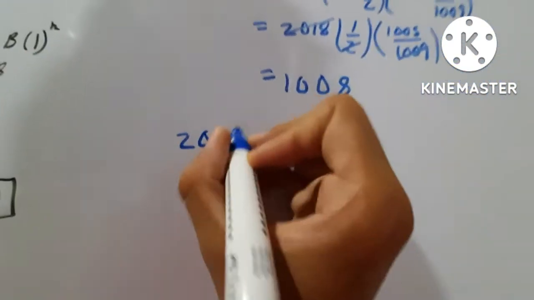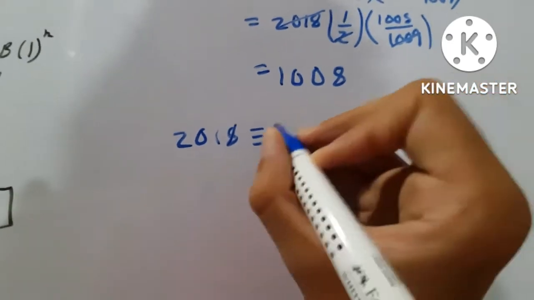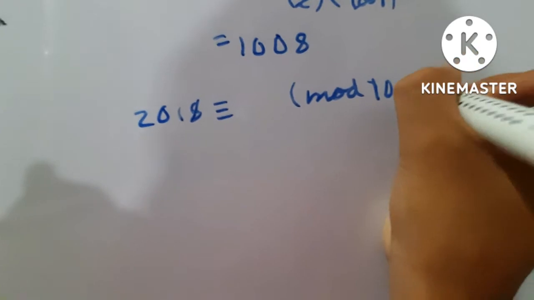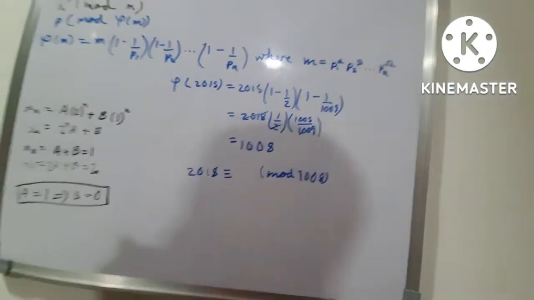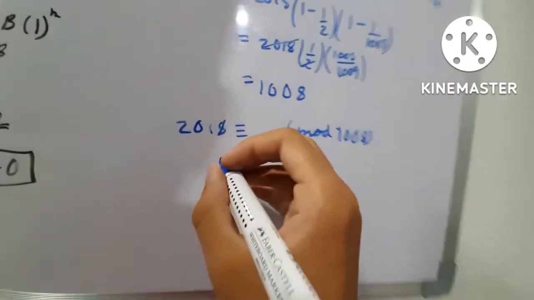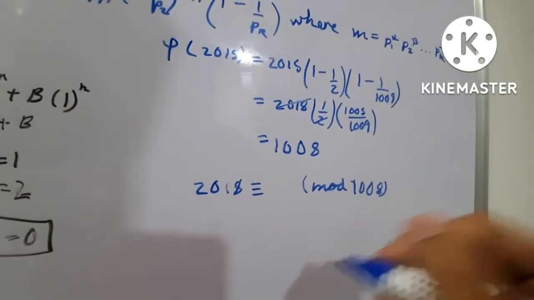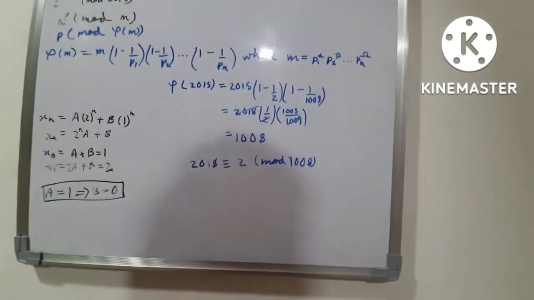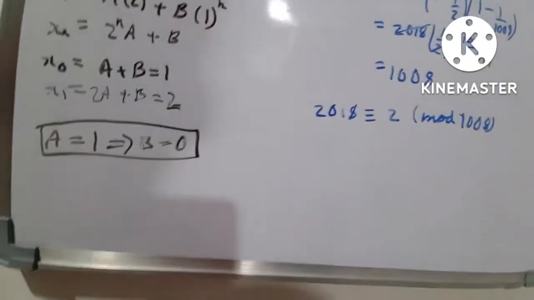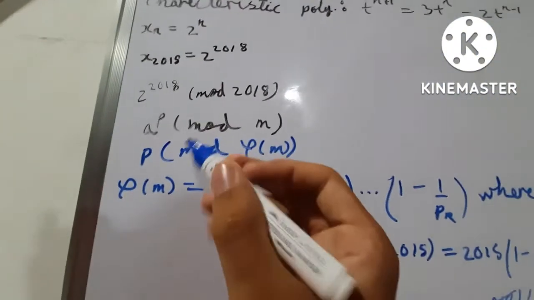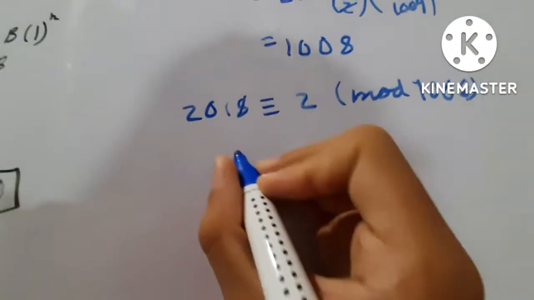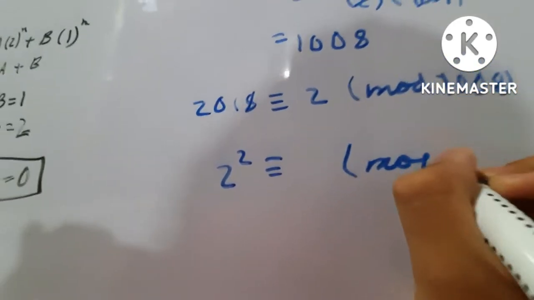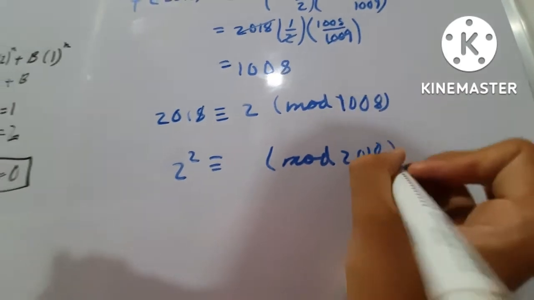So we have to take 2018 modulo 1008. Well, notice that 2016 is 0 modulo 1008, so this is going to be 2 modulo 1008. And that converts our initial problem to 2 to the 2 is congruent to what, mod 2018?